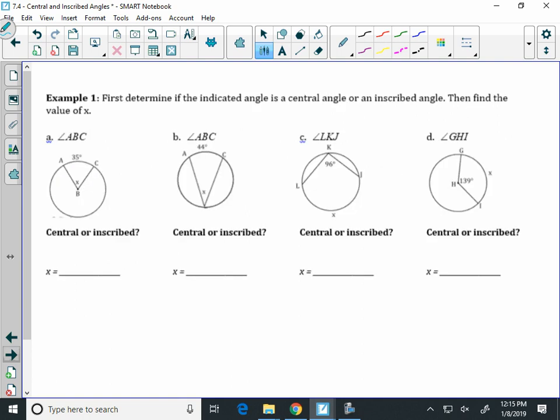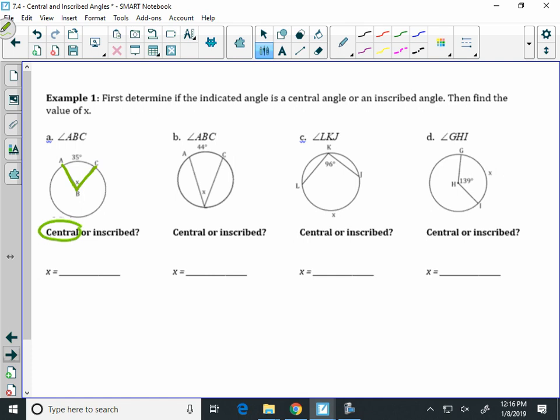If we take a look at example 1, okay, first we're going to determine if the indicated angle is a central angle or an inscribed angle. Then we're going to find the value of x. Okay, so we're given this angle ABC. Identify, is that a central angle or inscribed angle? Central. On the center, it's a central angle.